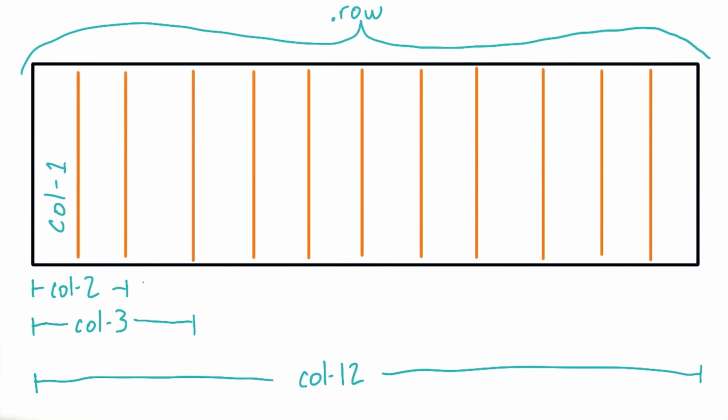Let's imagine we wanted something to be a quarter of the full width wide. A quarter of 12 is 3, so we simply need to give that element a class of column-3 to make sure it's a quarter of this entire row.